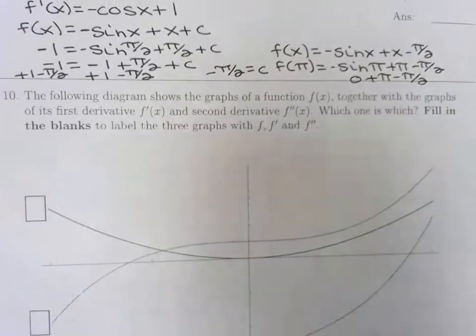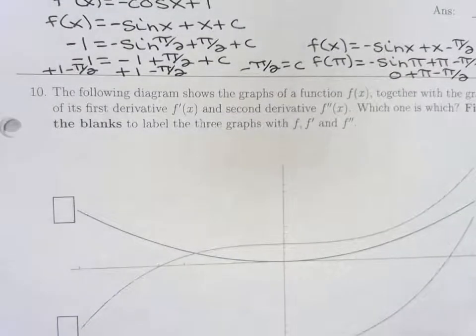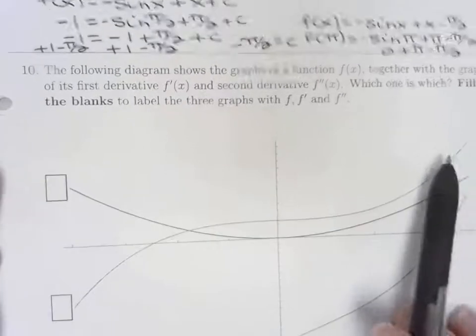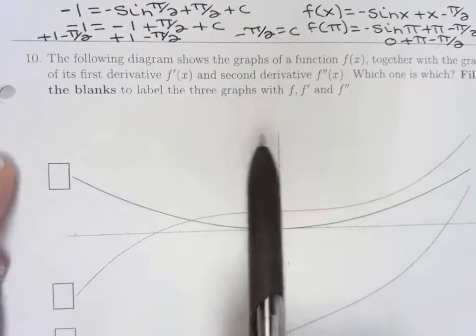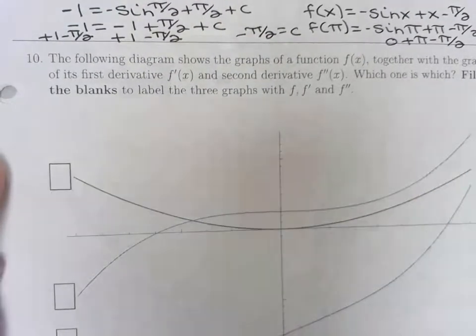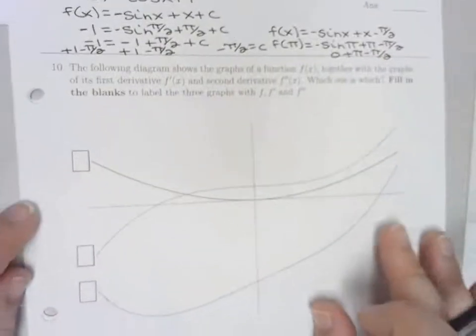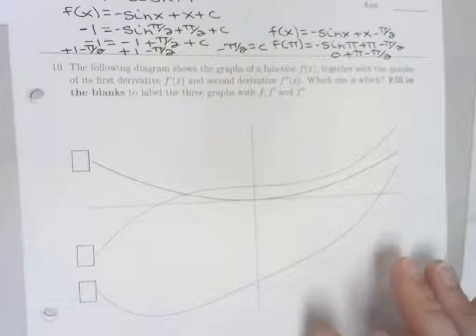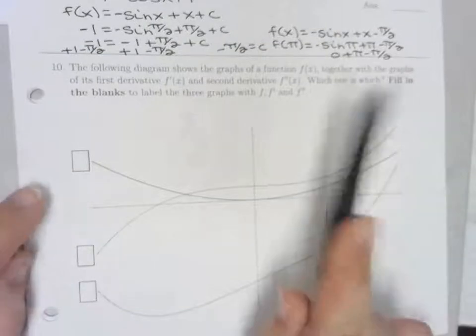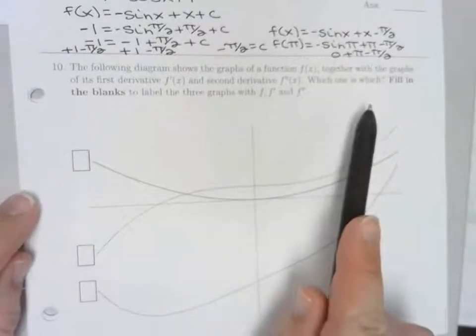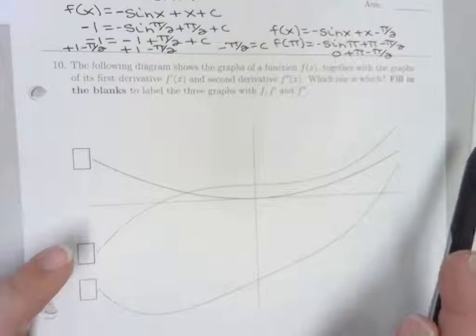I guess 11 is not multiple choice, but if I look at 10, this is one we talked about a little bit yesterday. We had some on chapter 3, I forget which one exactly, study guides and tests, where you were given the original function and you had to draw the derivative graph. So what you have to do on this one is label f, f prime, and f double prime.